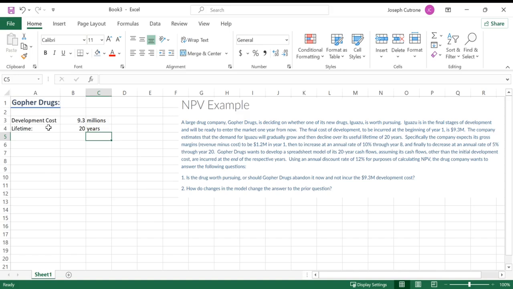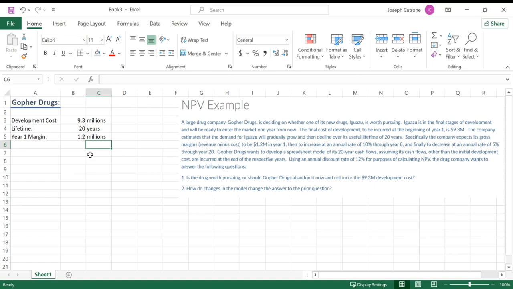Specifically, the company expects its gross margins, which is revenue minus cost, to be $1.2 million in year 1. So let's call this year 1 margin. You can call it, of course, something similar. What you call it doesn't matter. It's more important that it actually gets labeled. So here's million again. Maybe I want to move the costings together, but we'll figure that out. We'll move things around a little bit.